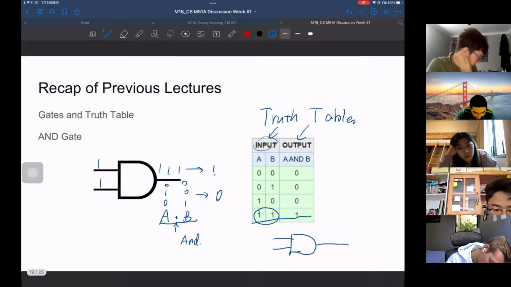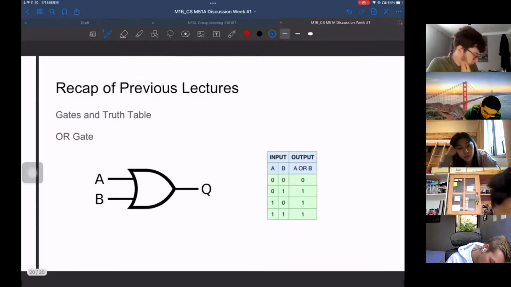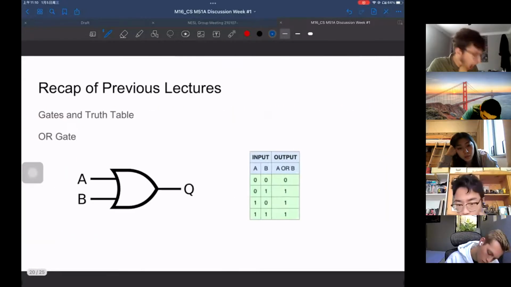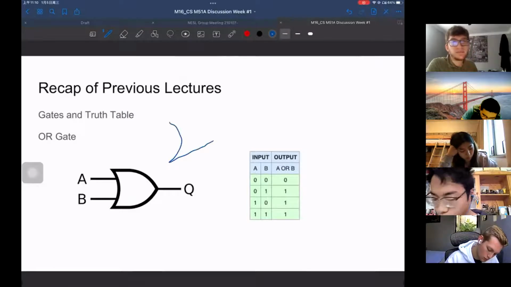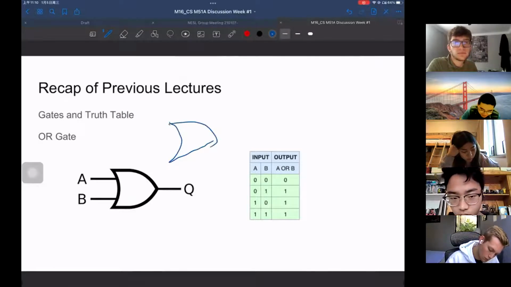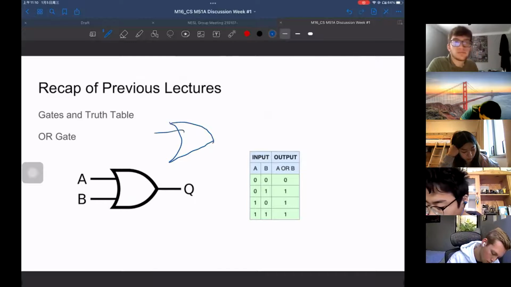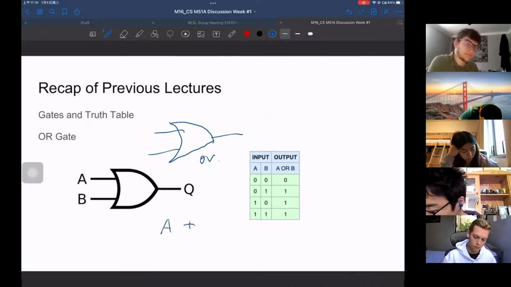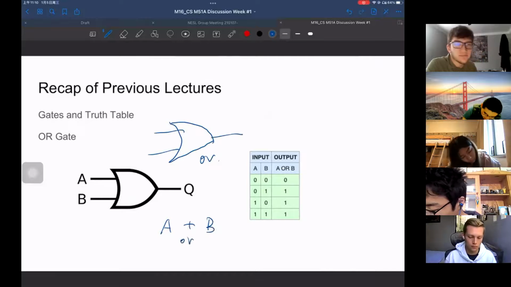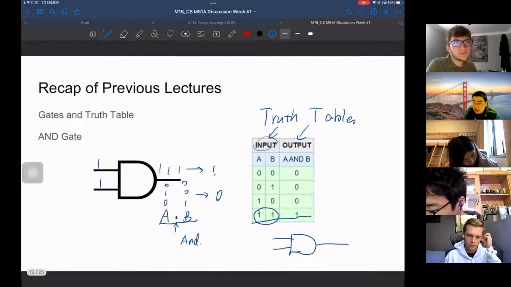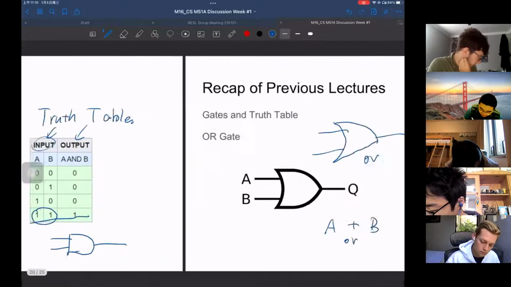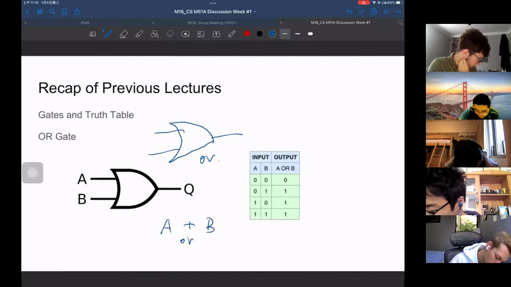The second one is called the OR gate. Compare the difference. You can see it has a curve on the left-hand side. Sorry, my hand drawing is very bad on the iPad. But this is the OR gate we're talking about, A or B. Remember, we have a central dot for AND, but for OR we have a plus, which is for binary.